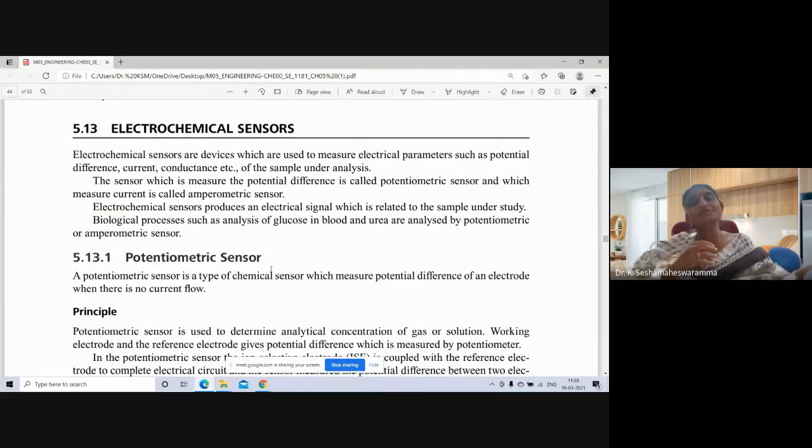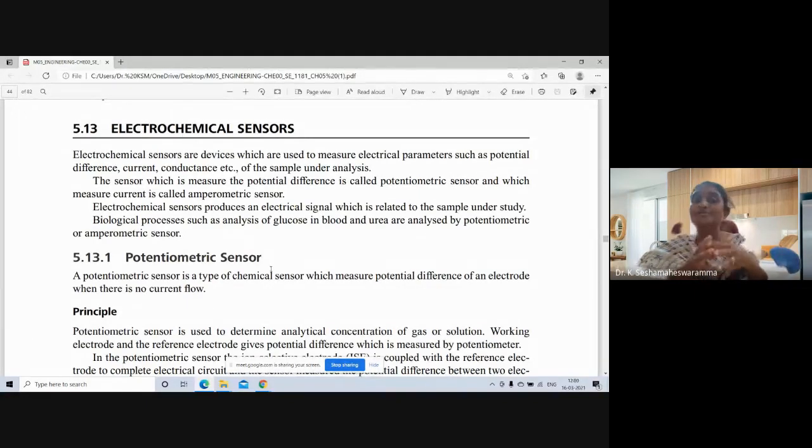The sensor which measures the potential difference is called a potentiometric sensor, and the one which measures the current is called an amperometric sensor.